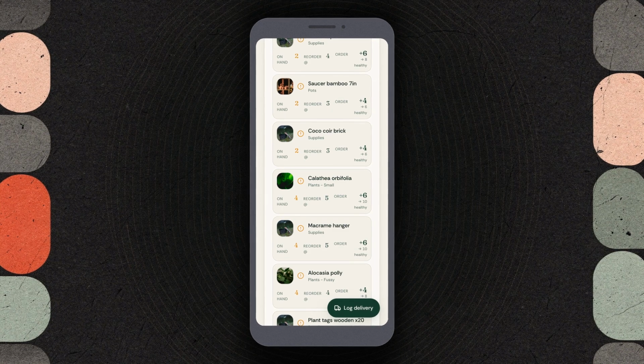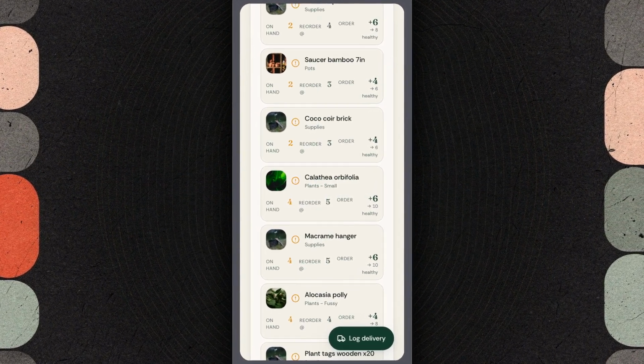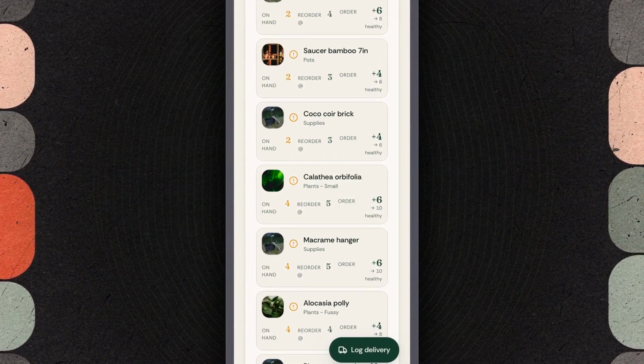Look at the photos going down it. The perlite, the coco coir, the macrame hanger, the plant tags, all the same sad little pot of dirt over and over, so half of her list, the entire supplies section, is row after row of one photograph. She said she nearly ordered 20 of the wrong thing.